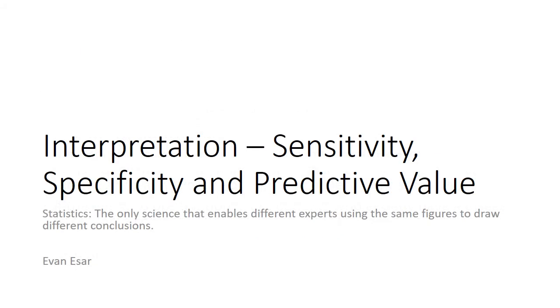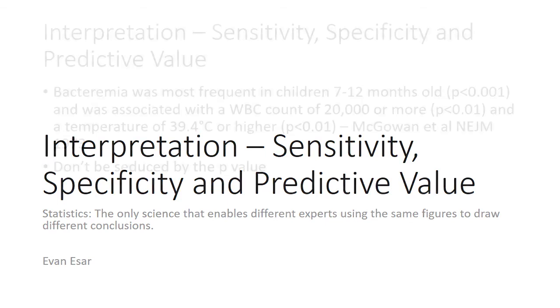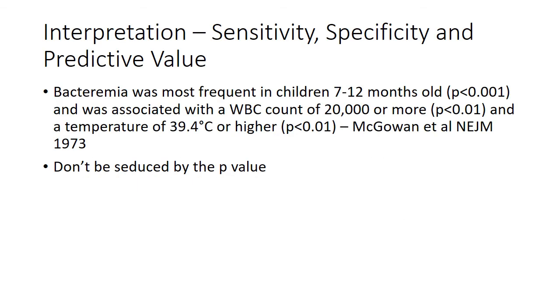Okay, so let's see if we can actually look at some of the actual data and apply some interpretation to it based on sensitivity, specificity, and predictive value. So we have a study here. This was done back in 1973, and they were looking at bacteremia. They found that it was most frequent in children 7 to 12 months old. There's a very significant p-value there. It was associated with a white blood cell count of 20,000 or more. It's also significant with a temperature of 39.4 degrees C or higher.